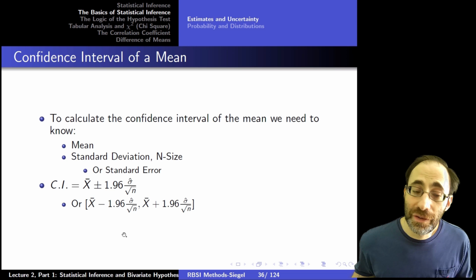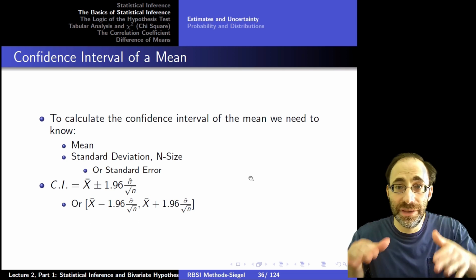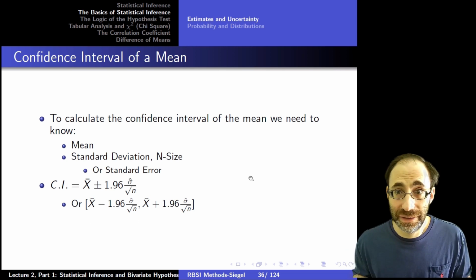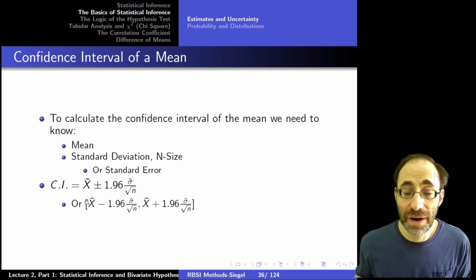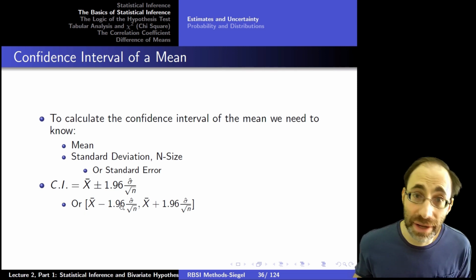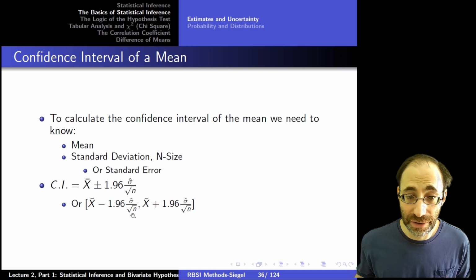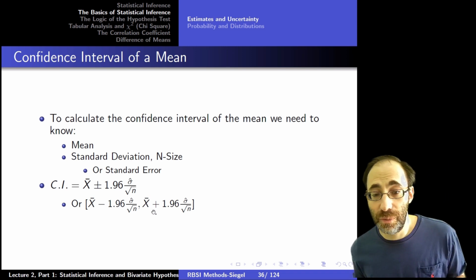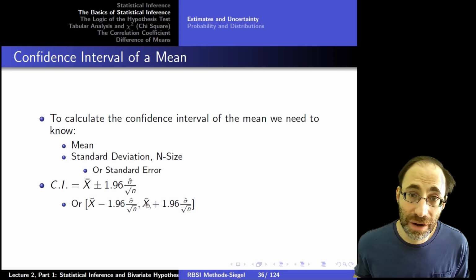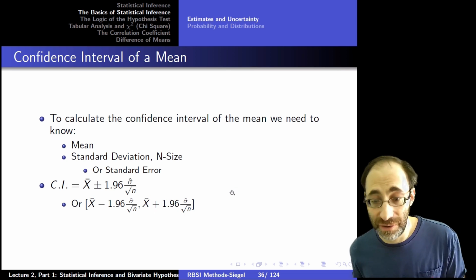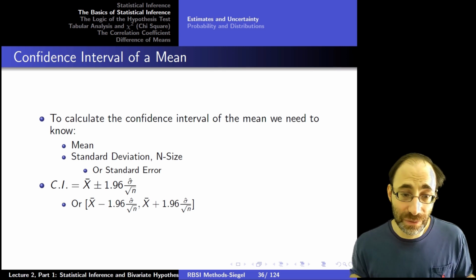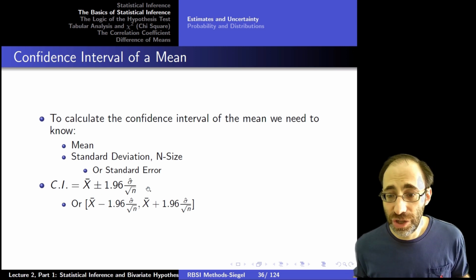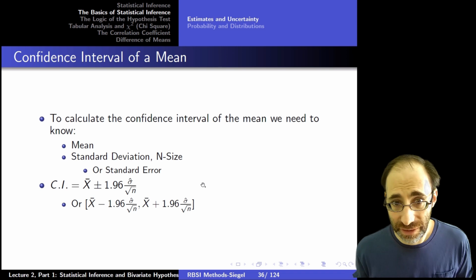Another way of writing that is by writing out the interval in which you're confident. So here the interval is x bar minus 1.96 times the standard error to x bar plus 1.96 times the standard error. So this is the range, this is the confidence range here. And the 1.96 is chosen to be 95% confident.